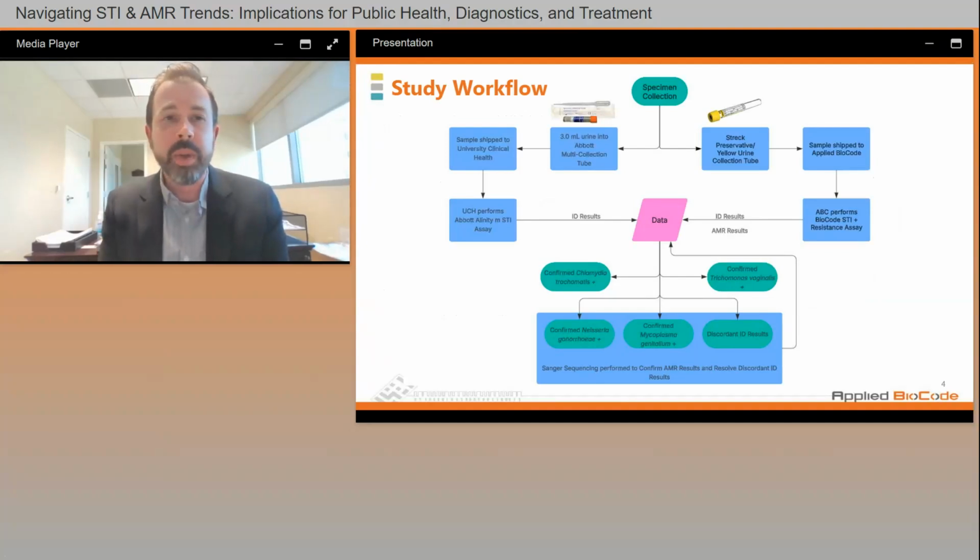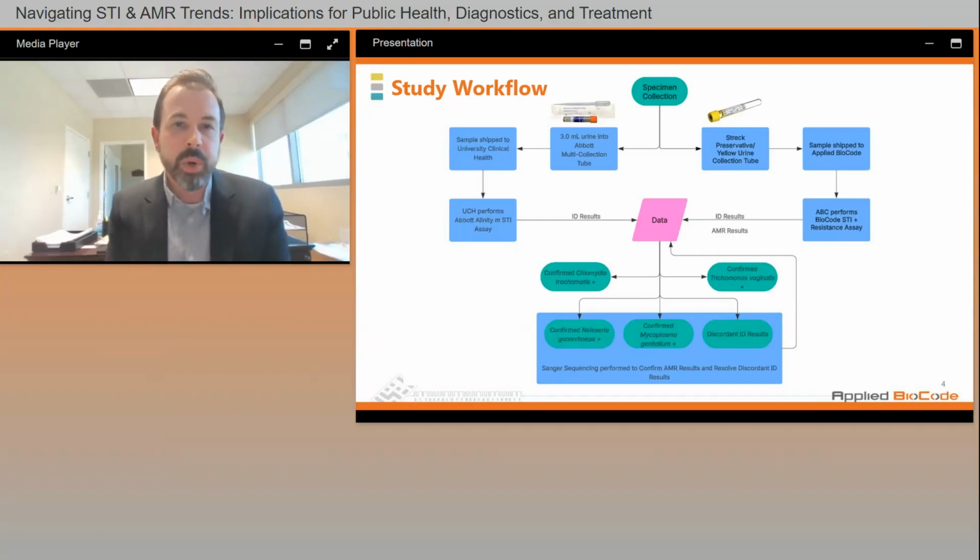So let's do a quick overview of the workflow for this study. After self-collection, each urine sample is split. 3 mLs of urine are transferred into Abbott's collection device, the multi-collection media proprietary for the Abbott Alinity M. And to the remainder of the sample, 5 milliliters of Streck preservative media are added, and then a portion of that is transferred into a yellow cap urine collection tube. Those samples are transferred to their respective sites by overnight shipping. So we're directly comparing the 2 assays from the same sample simultaneously in 2 different locations.